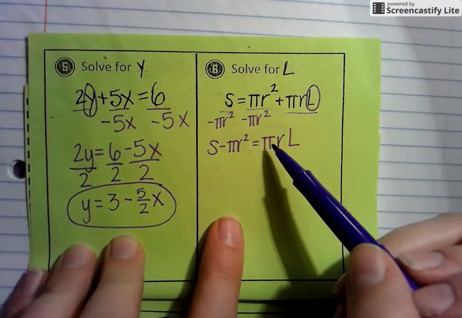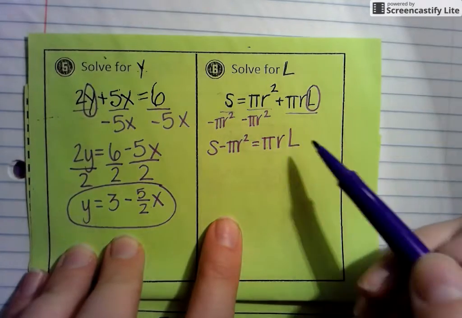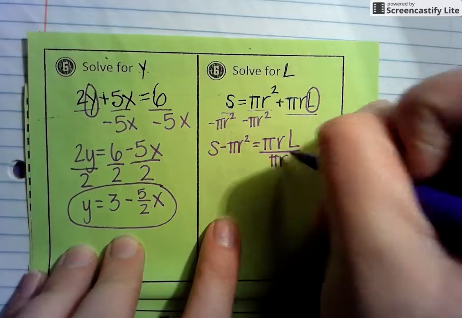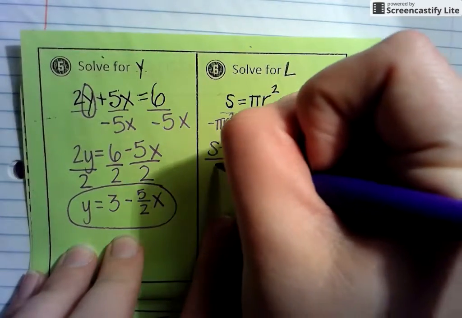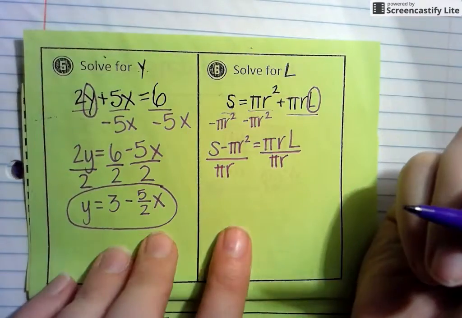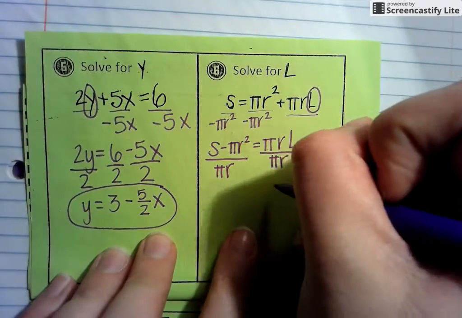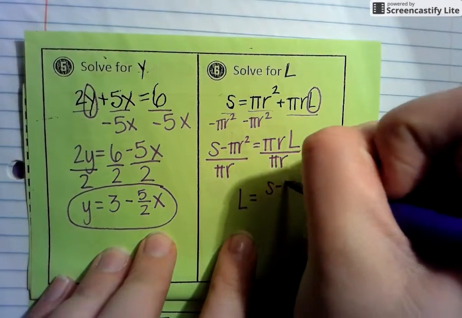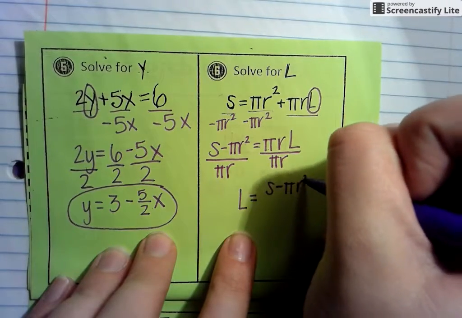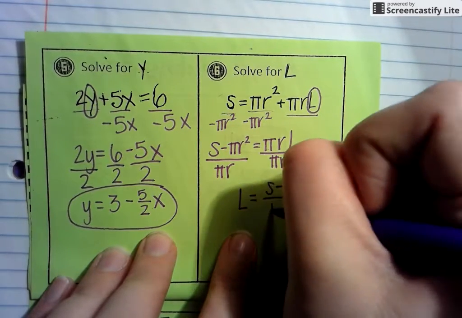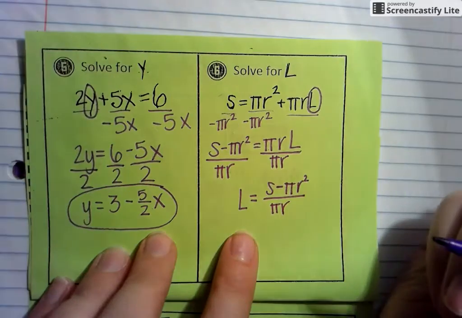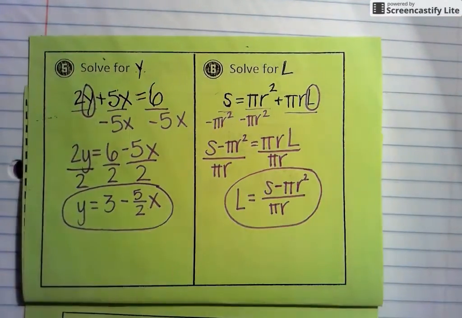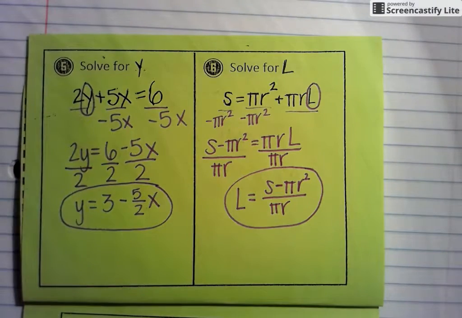I notice that this is pi times r times L, and I still want to get L by itself, so I'm going to divide both sides by pi r. I'm going to bring down that L. So I have L equals S minus pi r squared over pi r. I'm going to leave that as my final answer because now I have L by itself, and that was my end goal.